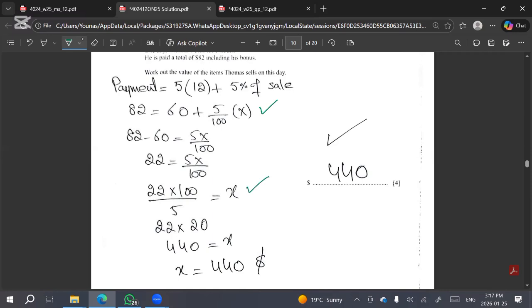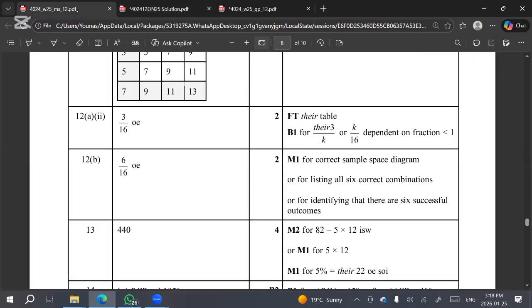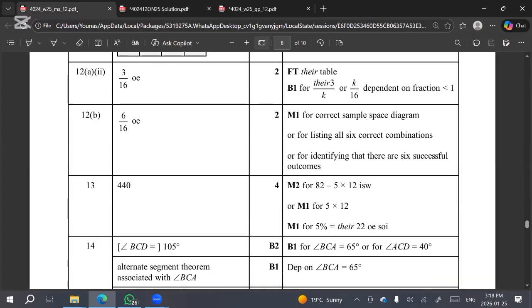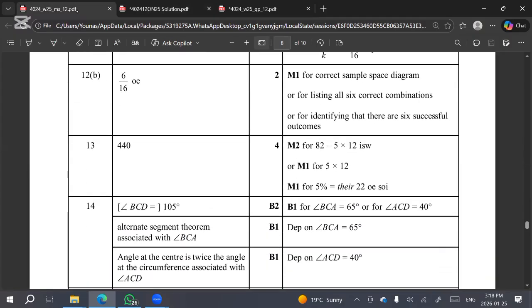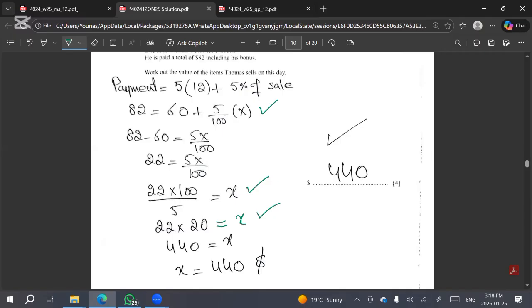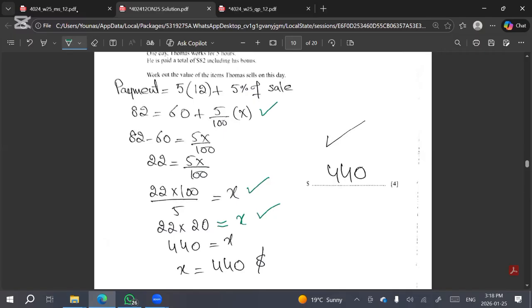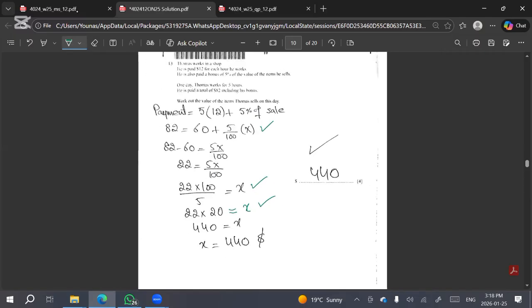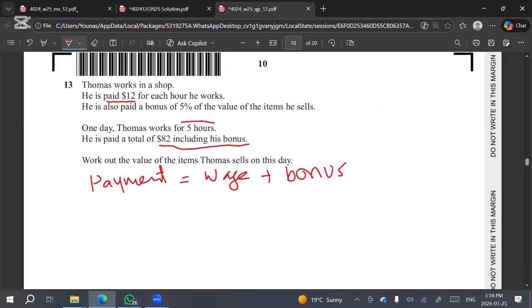So you will have 22 multiply 100 divided by 5 is equal to x, and 22 multiply 20 equals x. So x will be equal to 440. So he sold things worth $440 on that day. So $440 for question number 13. This is how this question is done. Let me reduce the size so you can see the whole solution. So this is question number 13, and let's go to the next question.